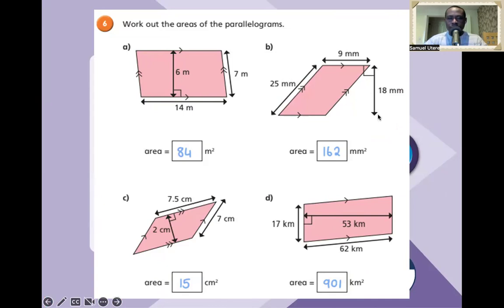So it's going to be 9 times 18. Okay. Here, we can see that although the parallelogram is turned upside down, you can see that is the base, and you can see the perpendicular height. Okay, that line makes 90 degrees with the base, although it's turned upside down, so it's going to be 7.5 times 2. Here, you can see that the perpendicular height is this one here, 53, times 17, which is the base. That gives us our area.